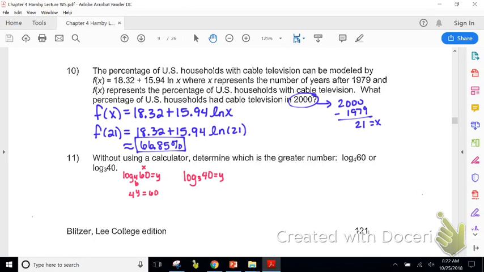Well, let's think about this. So 4 to the first is 4. What's 4 squared? 16. What's 4 to the third? 64. So y is between 2 and 3, right?